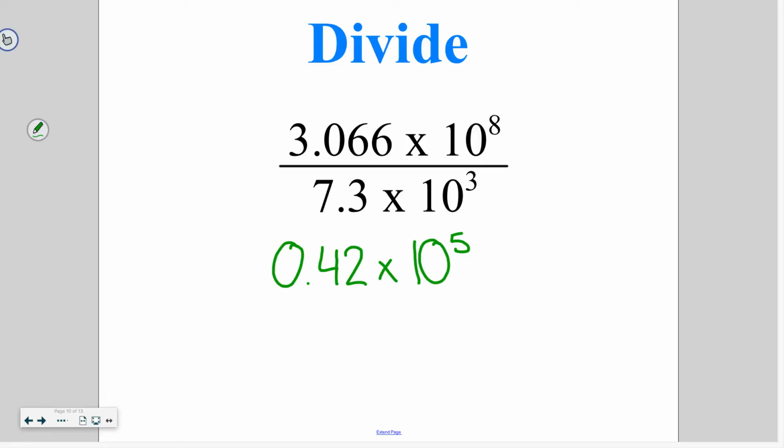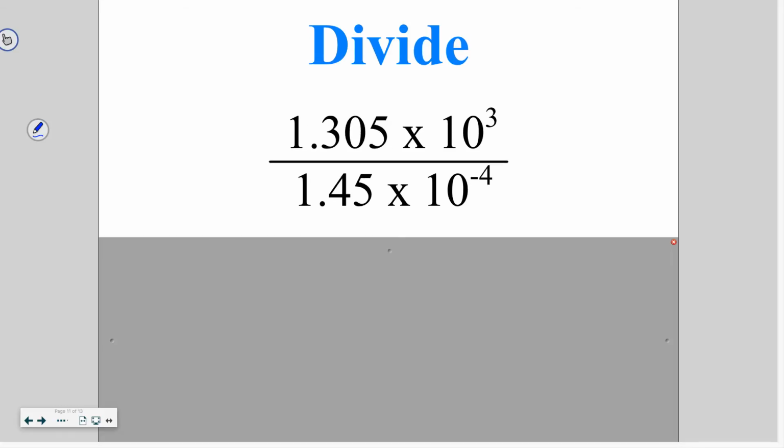Again, my a value is not between 1 and 10, so I'm going to need to do something to fix that. I'm going to move the decimal point 1 place to the right. So I'm at 4.2 times 10. Again, we need to figure out what to do with our exponent. Since we already moved 1 place to the right, and we were supposed to move 5, that means I have 4 places left to move. So if you move that decimal point to the right, you're going to be decreasing your exponent. Go ahead and try this one on your own.